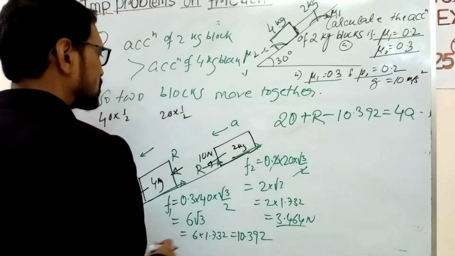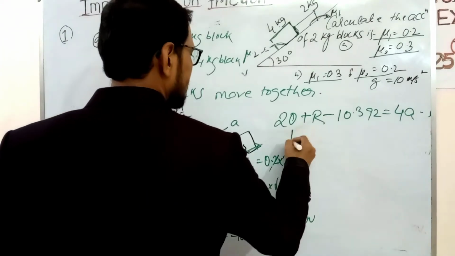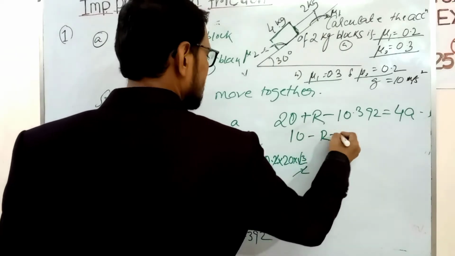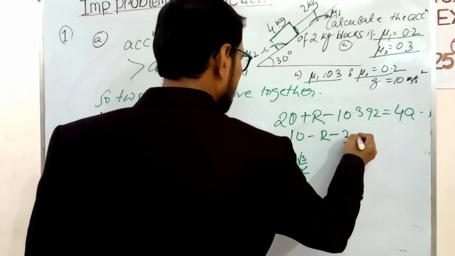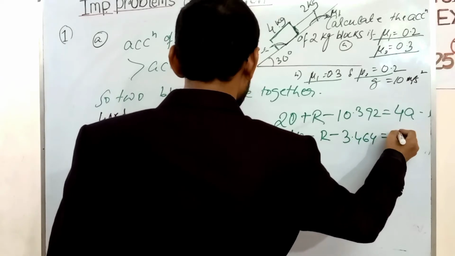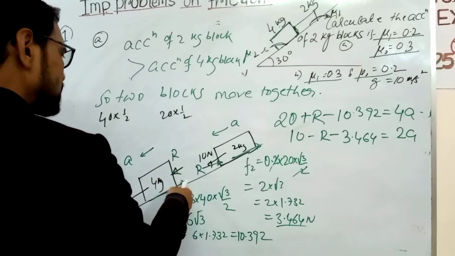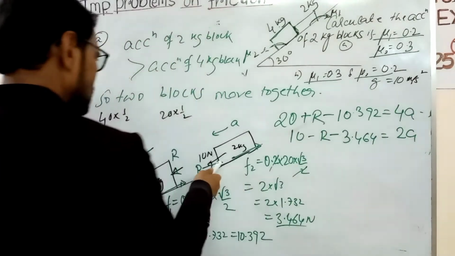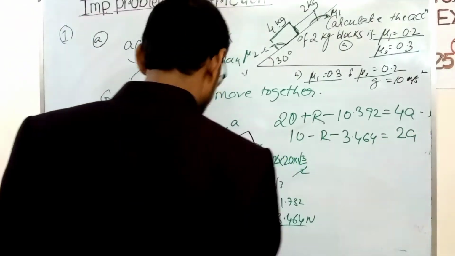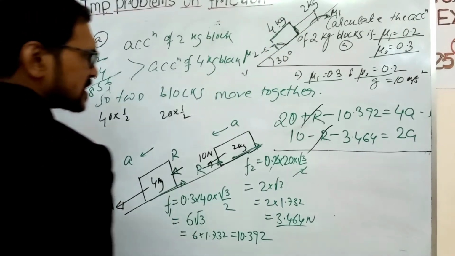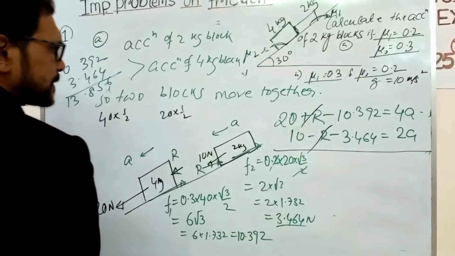Now the equation of motion of this block: 10 in this direction, r minus friction, 3.464, equal to ma, and m is 2, so 2a. So this is the equation of motion: 20 plus r minus friction equals ma, and here 10 minus r minus this equals 2a. Now add these.